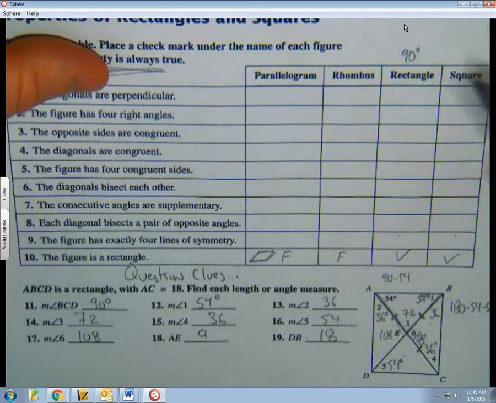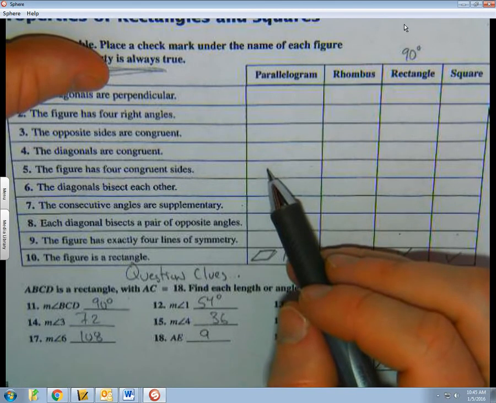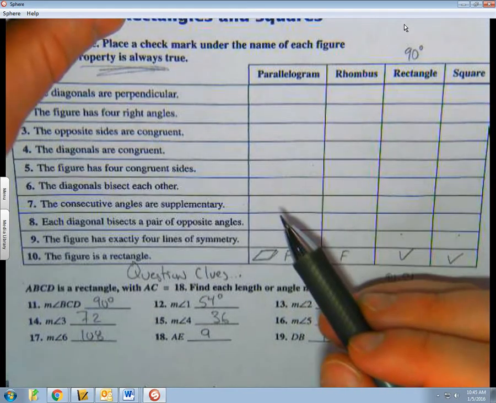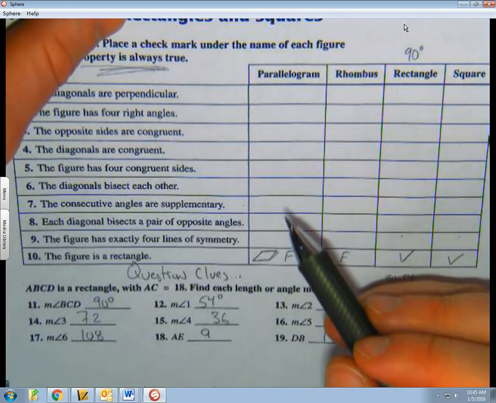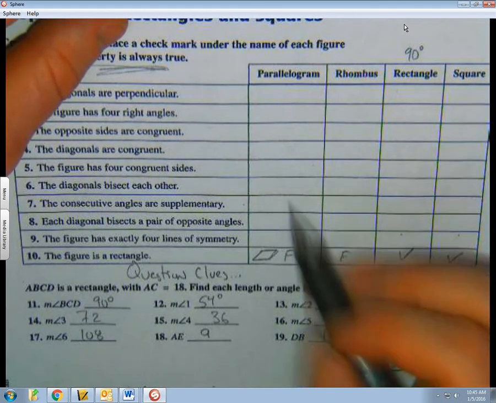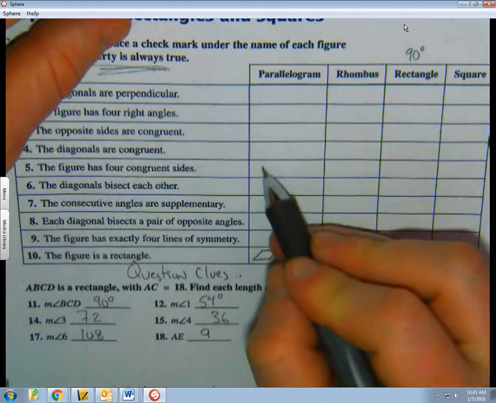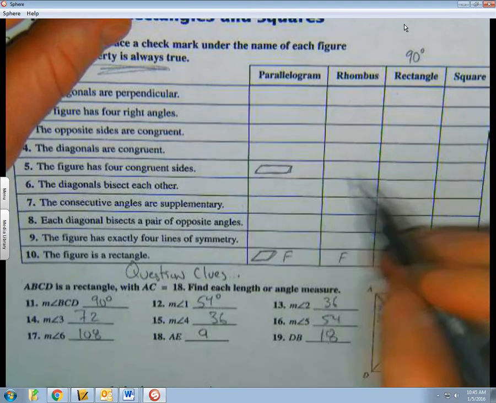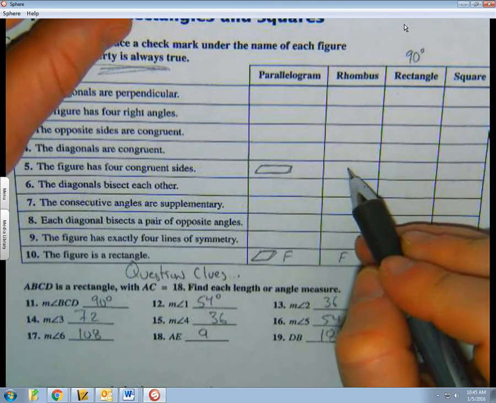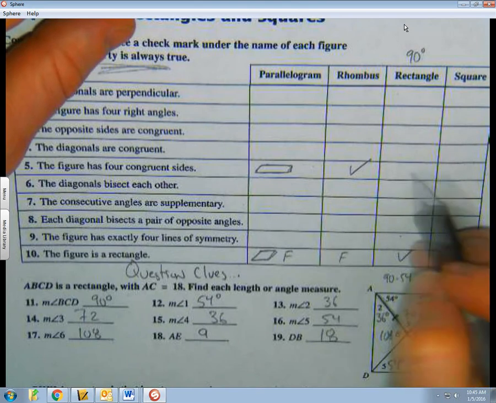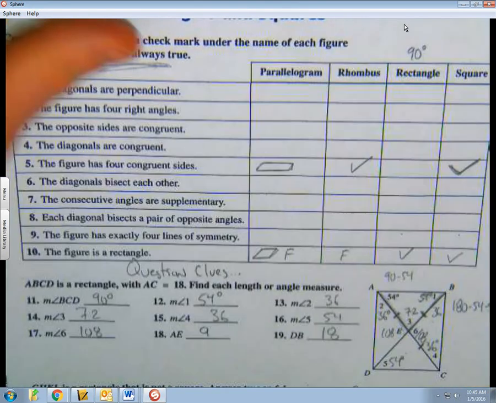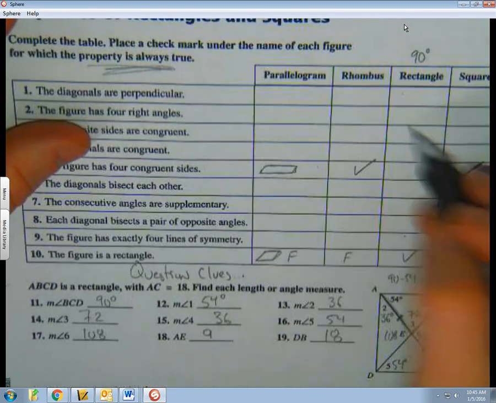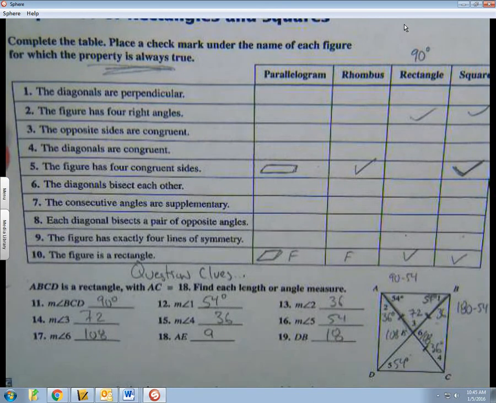Let's go up to this one. Figure has 4 congruent sides. Rectangle is not true. Parallelogram is not true, because I can draw one that's like this, and those sides aren't congruent. But rhombus, the definition of rhombus is all the sides are the same, so that's true. Rectangle is not true. Square is true. Okay, so that's a little bit of that. 4 right angles: no, no, yes, yes. So you can work through some of that.